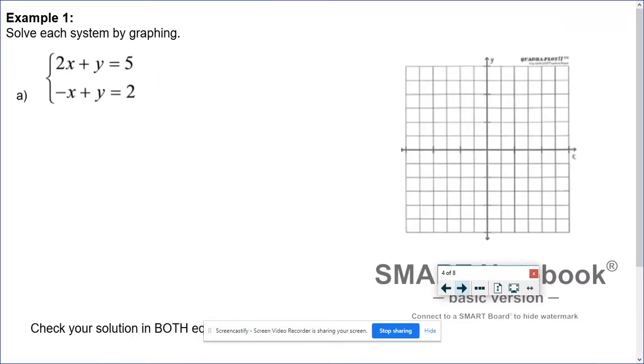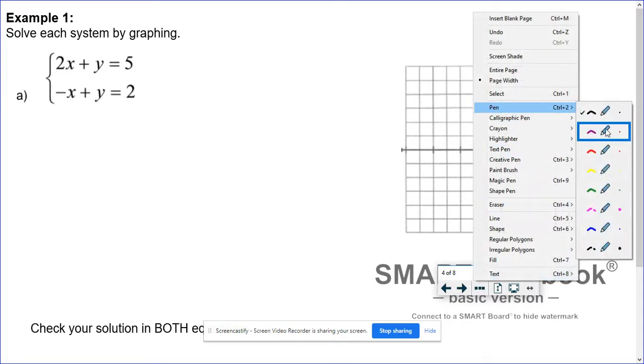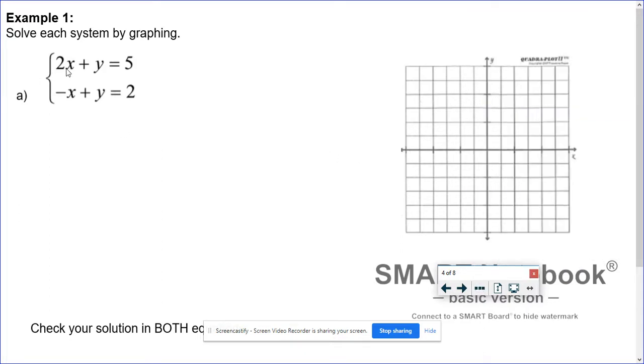All right, so solve each system by graphing. How do you do that? Well, you're going to graph both lines, and then we can take a look at the result. Two ways to do it. Since it's in standard form, you could graph the intercepts. However, with the first equation here, if I solve for the x-intercept, it would be a fraction. So I'm going to just solve for y and get it in slope-intercept form.